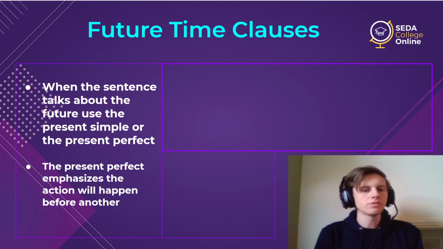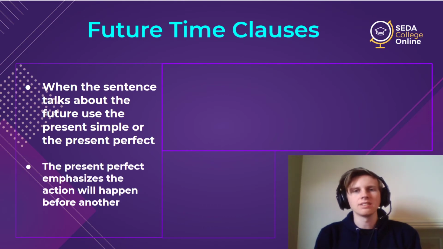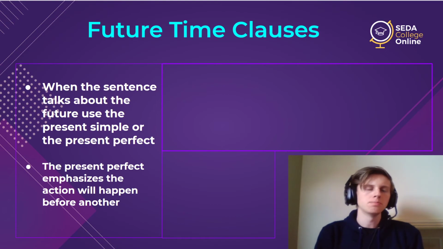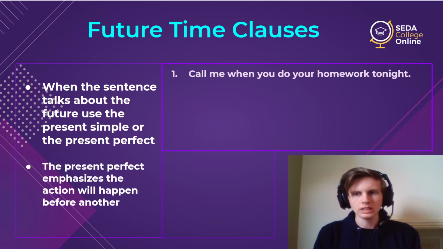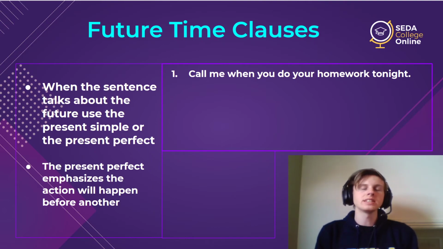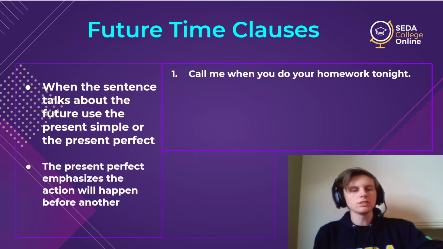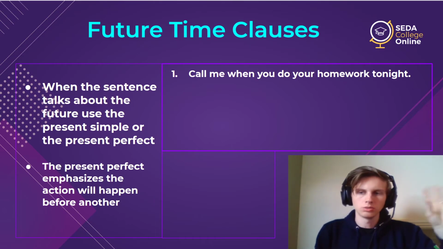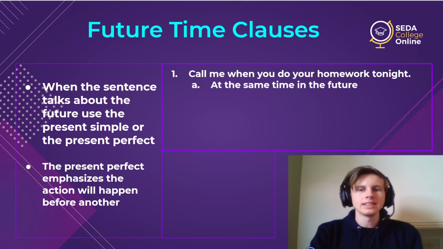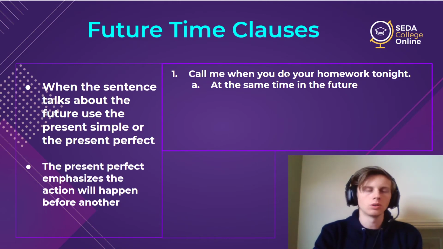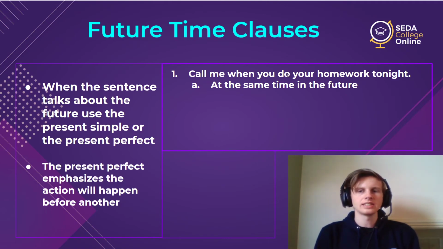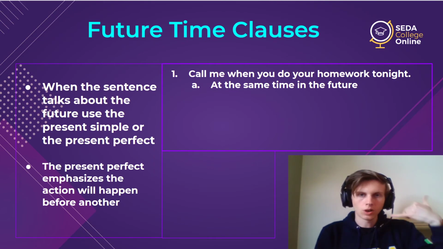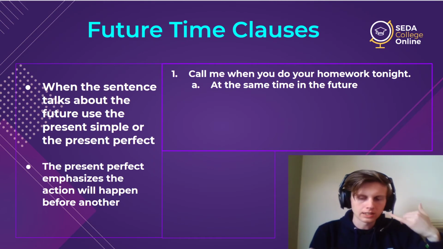And the present perfect has a slightly different meaning. It has an emphasis that one will happen before the other. So let's look at this example. Call me when you do your homework tonight. This sentence is about the future. In the future, when you do your homework, I need you to call me. But because we use the present simple, do, after you do your homework or when you do your homework, it has the idea that it's happening at the same time. I want you to call me while you're doing it.